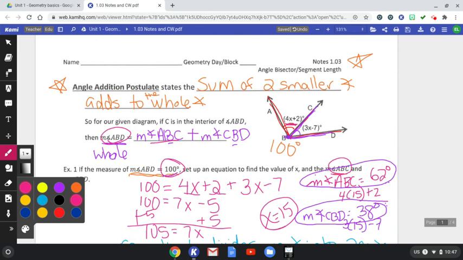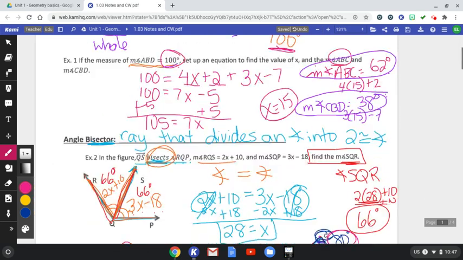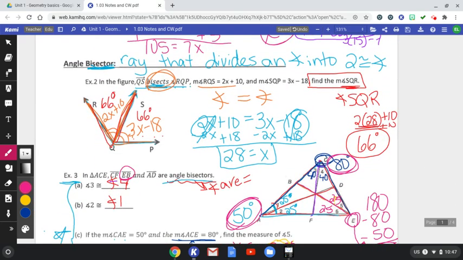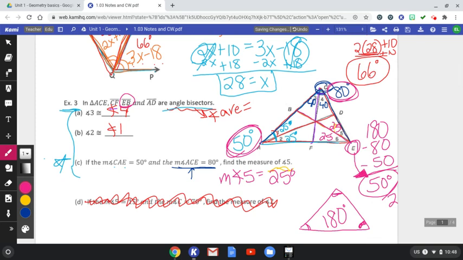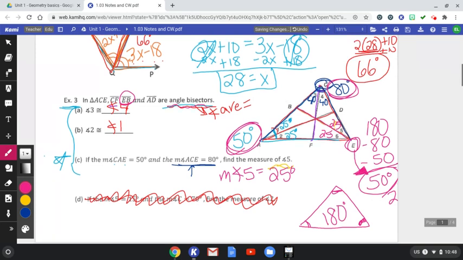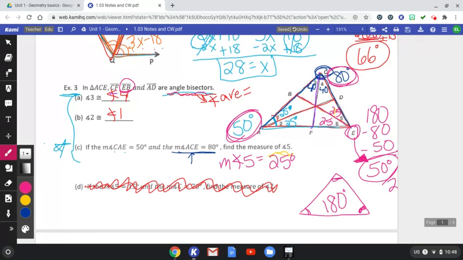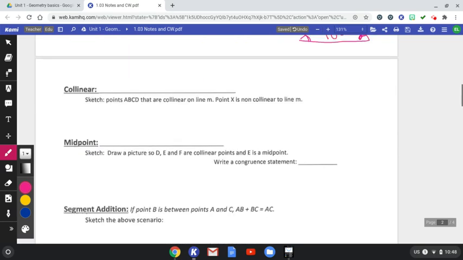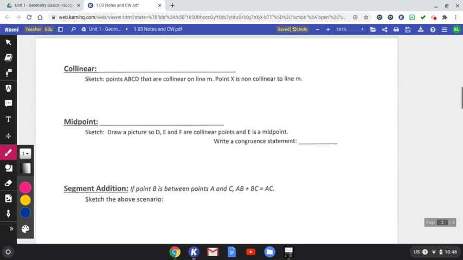Again, here we added the angles to equal 100 because that was the measure they gave us. In this example, when you have an angle bisector, the items are always equal to one another. And last, more angle bisectors, we did some division there, cutting the angles in half since they were each equal to each other.